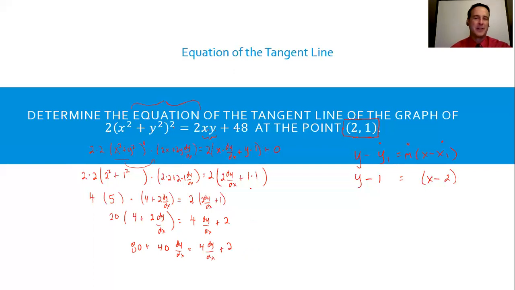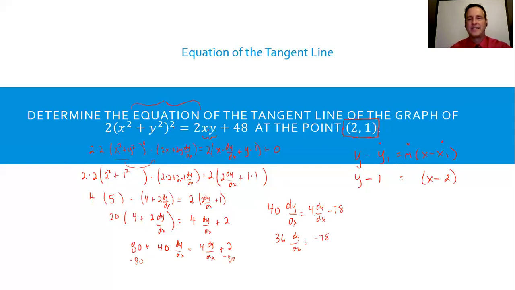Okay, and now it's getting a little bit more clean. All right, so let me move all the dy/dx's to the left side and the items that don't have a term with a dy/dx to the right side. So I will subtract 80 from both sides. Okay, so I've got 40 dy/dx equals 4 dy/dx minus 78. That's right. And then I'll subtract 4 from both sides, and that will give me 36 dy/dx equals negative 78.